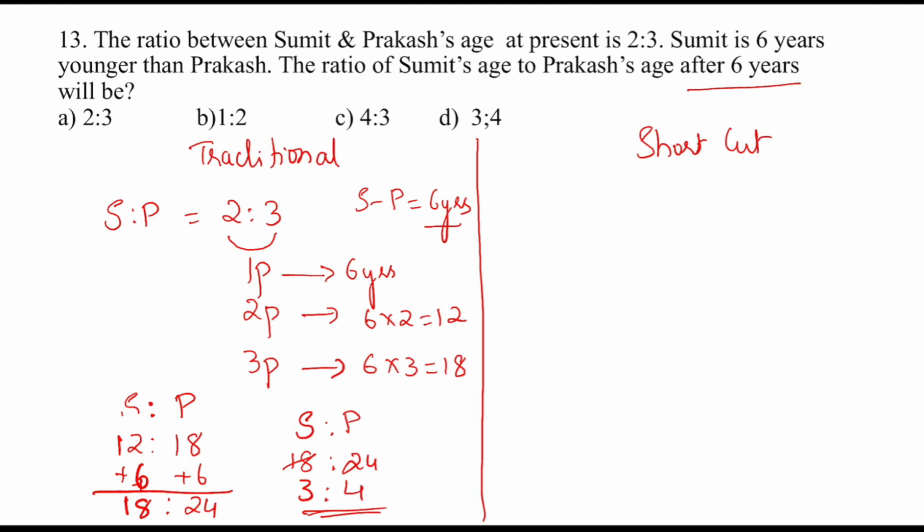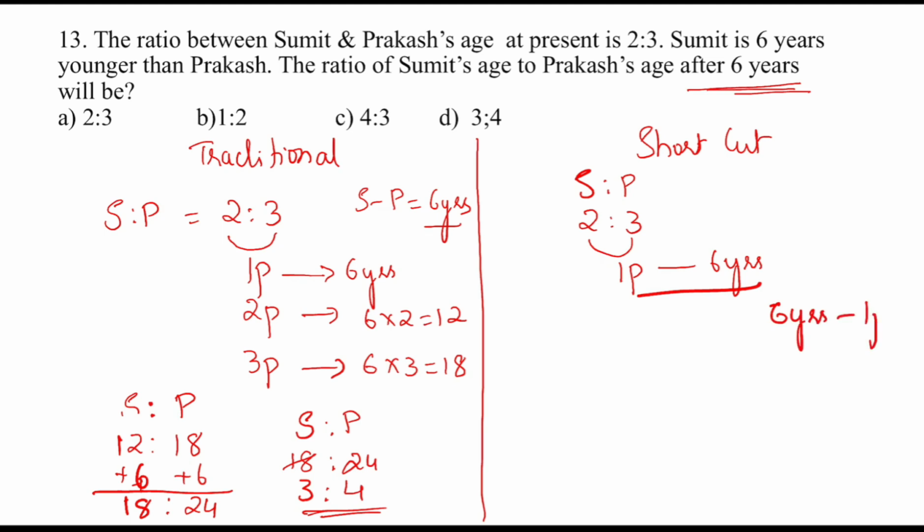Okay. Or in shortcut, how can we solve this? Now Sumit is to Prakash, we know it is 2:3. In difference it is 1 part, and in years it is 6 years. So 1 part is directly equal to 6 years. Now we want their age ratio after 6 years, isn't it? We know that 6 years is 1 part, isn't it? That is, 1 part is 6 years, or 6 years is 1 part, means the same.